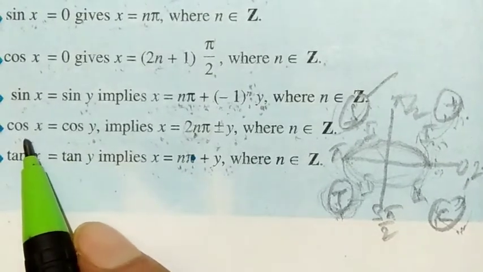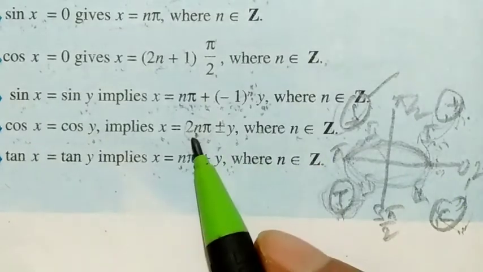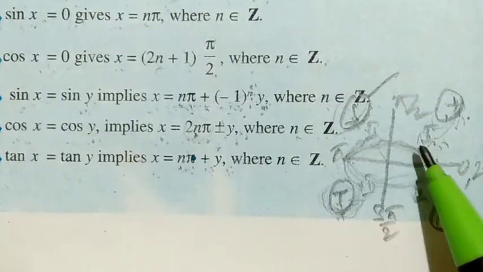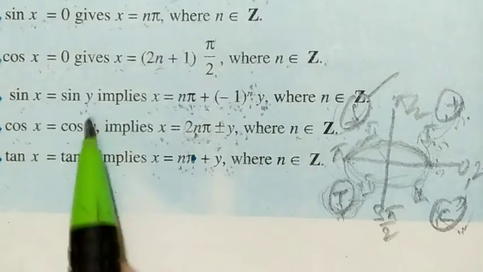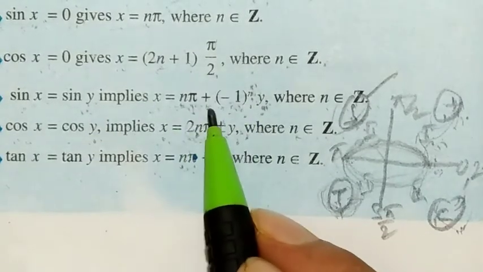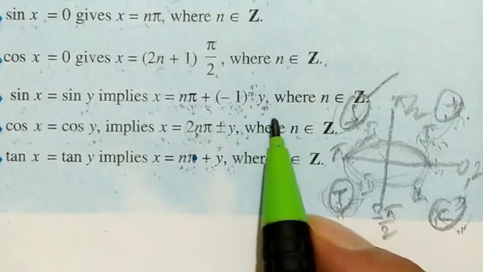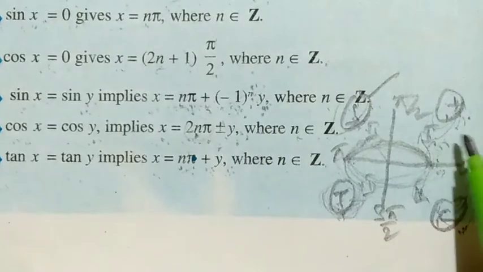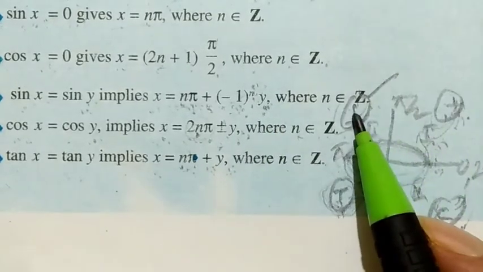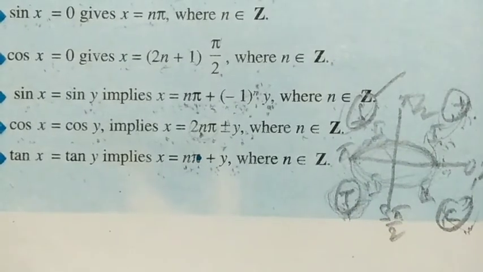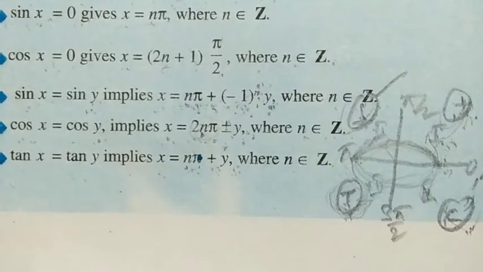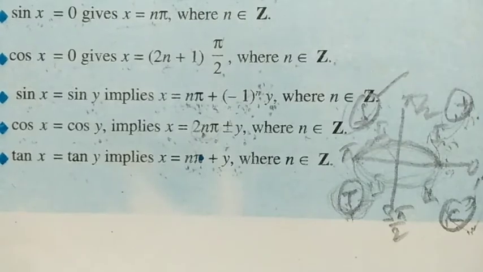For cos x equals cos y, we are writing 2n pi plus minus y, because cos is positive in first and fourth quadrant, and sin x equals sin y means x equals n pi plus minus 1 power n y, because sin is positive in first and second quadrant. I think it is clear to you. Okay, just practice, revise it. So this will be very helpful in your exams, and similarly you will get it for all other chapters.